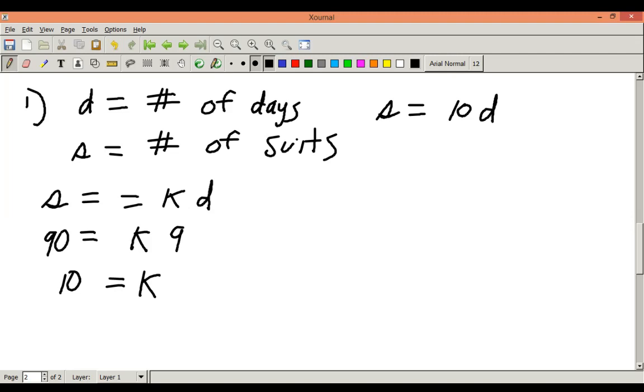Just keep that in mind when you finish and check your answer to make sure it makes sense. So we're going to put in that 180 for S, and then we're going to solve for D. Just divide, and we get 18 is equal to D, so it's going to take 18 days, don't forget your labels, 18 days to make those 180 suits that they were talking about. All right, so that's number 1.